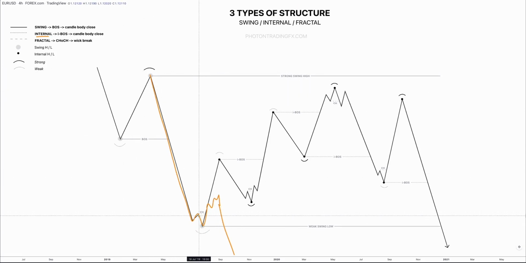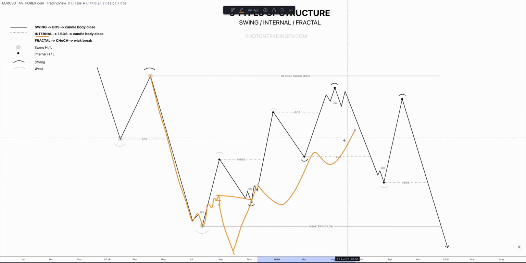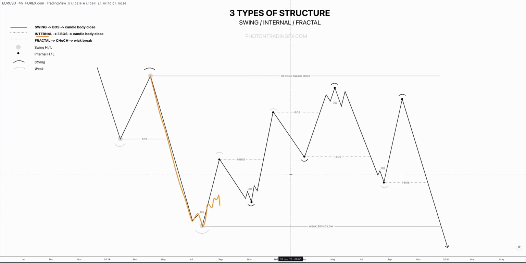So that's why in this instance, change of character only signals the start and end of internal pullbacks, right? Then you get a bearish CHoCH, that would signal the end of the internal pullback, and then we continue down, right? But it's only once you get that bullish IBOS here, when you break the internal structure, that's when we have the true confirmation that we're getting that swing pullback from a structural perspective, okay?